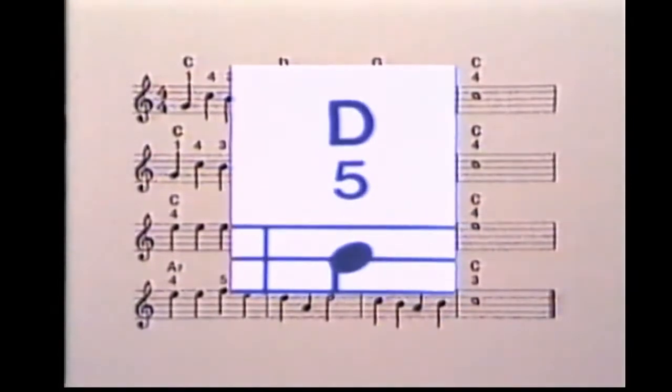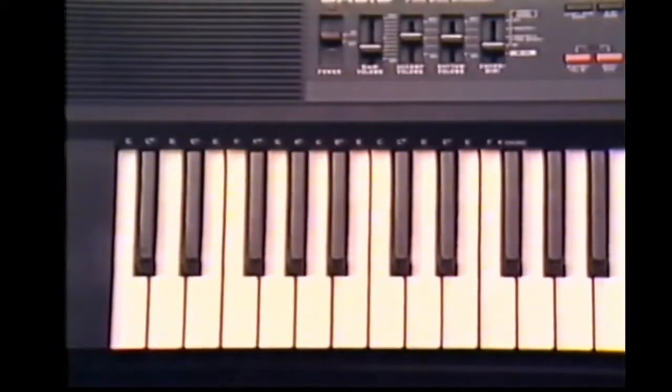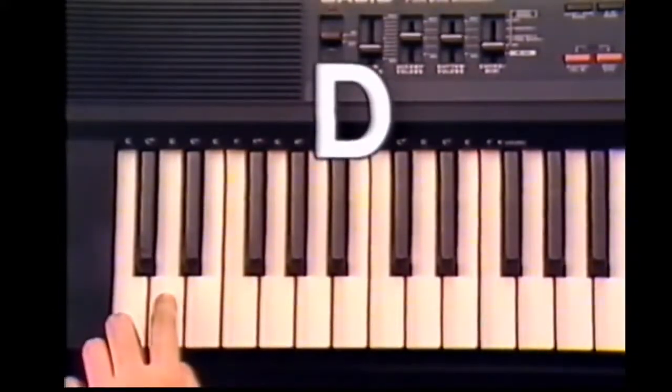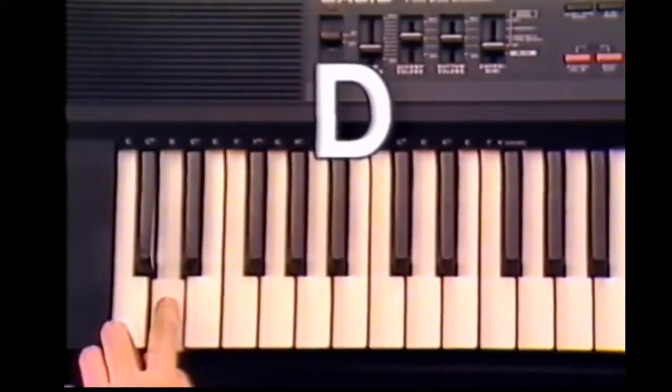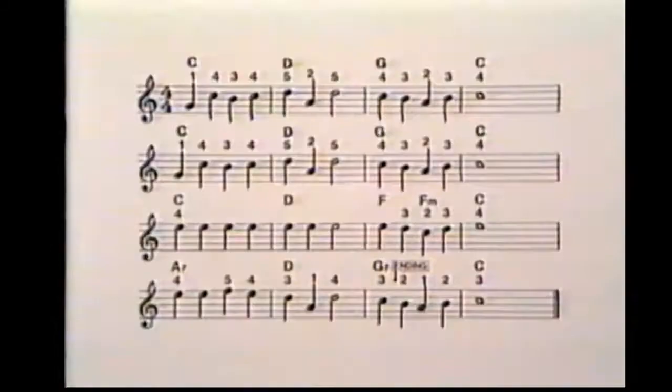First of all, D. Just press the Casio chord D key and a D chord is produced. And F.